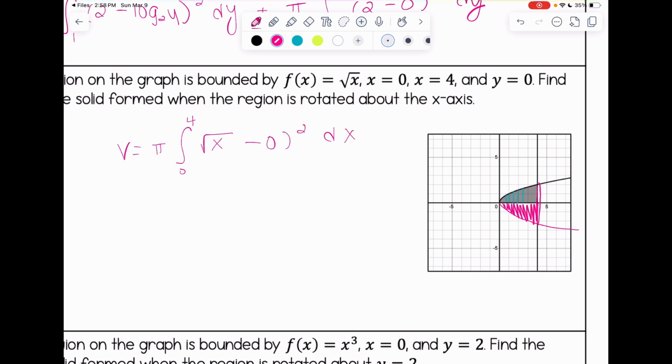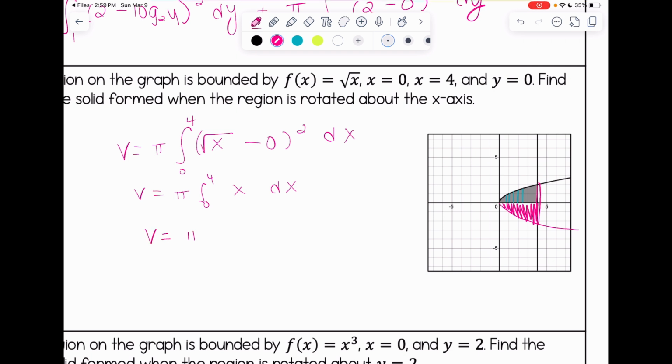Now this one is pretty simple to actually evaluate by hand. A lot of them I've been using the calculator to help me. But if I do this by hand, you can see here that this is just going to simplify to x. So the square root of x minus 0 is square root of x. When that's squared, we just get x.